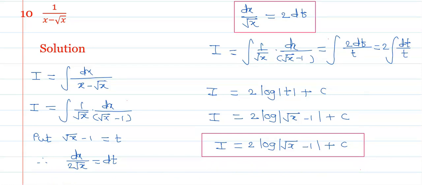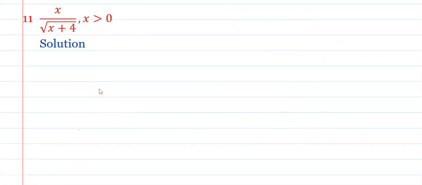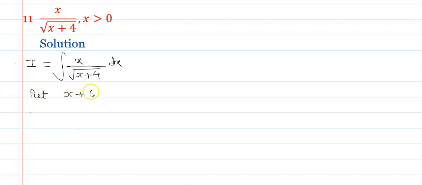This is the answer. See this once again. Now the next example. I is equal to the integral of x upon root of x plus 4 into dx. Now here the substitution is very important. Put x plus 4 equal to t. This is the first one.